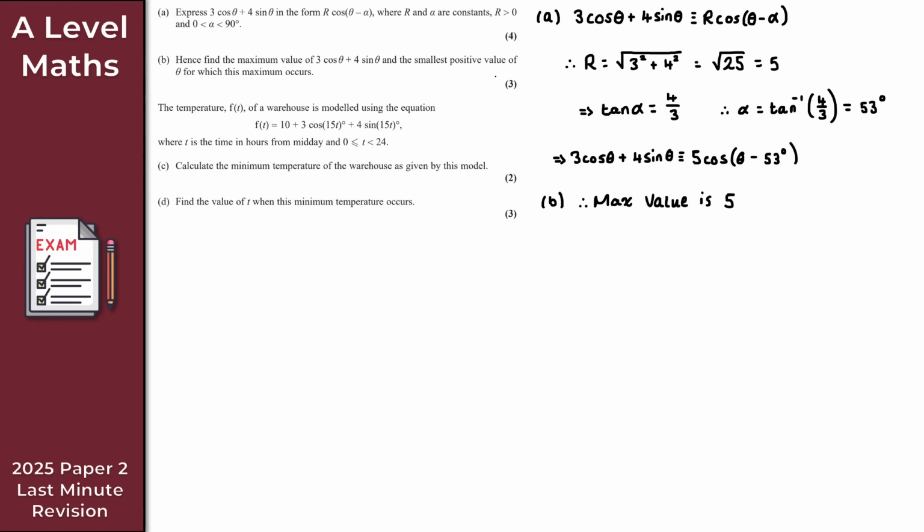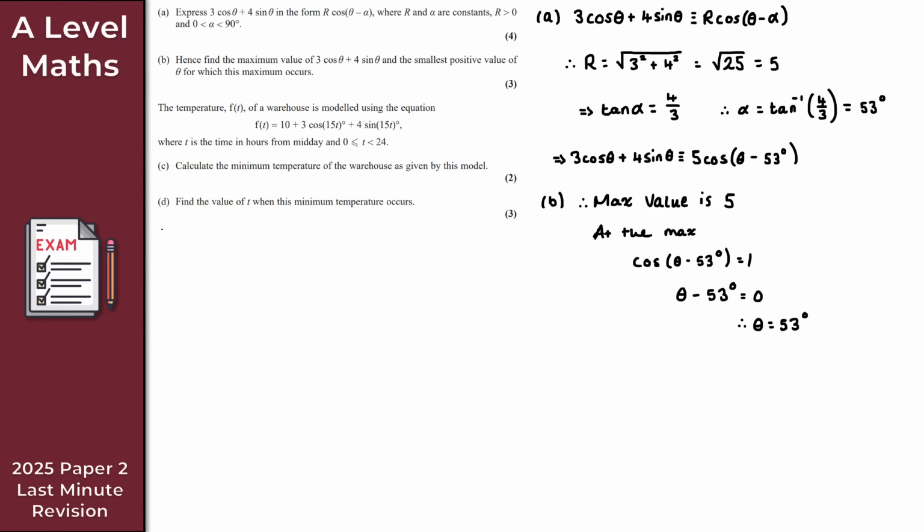And in that case then, the smallest positive value of theta for which this maximum occurs is, so at the max then, just make a note here, so at the max then, cosine of theta minus 53 degrees is equal to 1, right? Now we just want to solve for theta here. So if we just take cos inverse of both sides here, on the left-hand side, we just get left with the argument of our trigonometric function. I get theta minus 53 degrees is equal to 0. So cos inverse of 1 is just simply 0. Therefore, solving for theta here, theta is 53 degrees. Perfect. Okay. So there we have it then. That gives us the solution to part B.